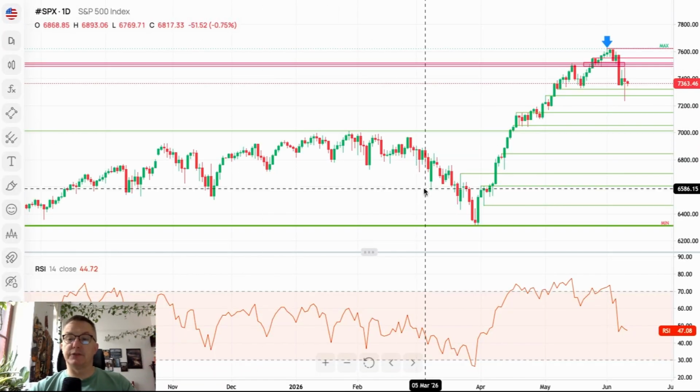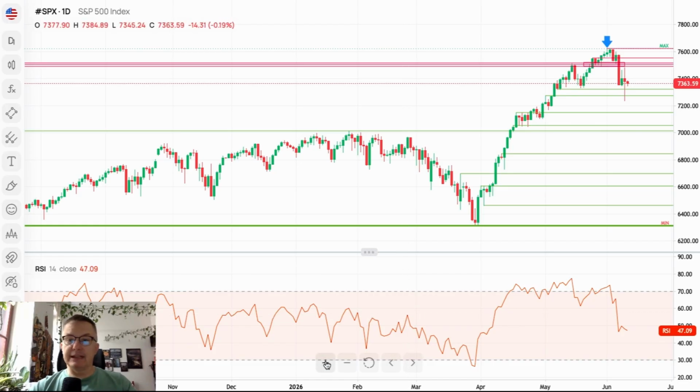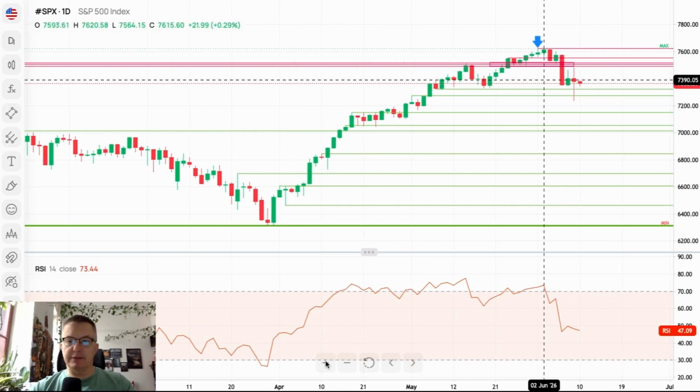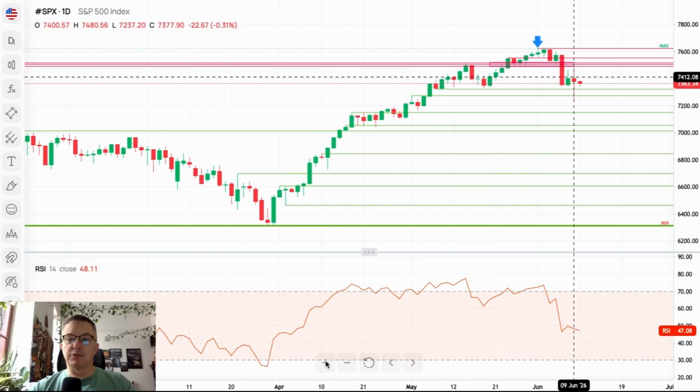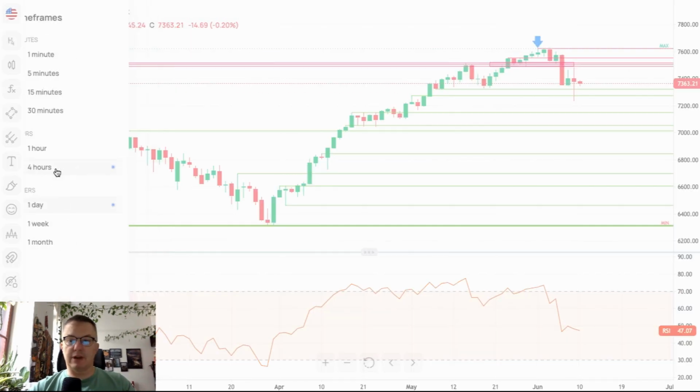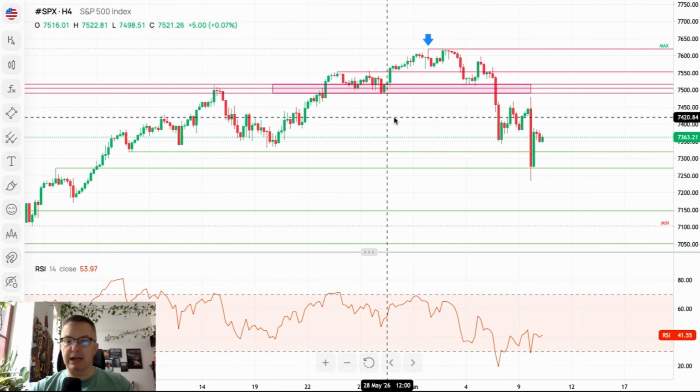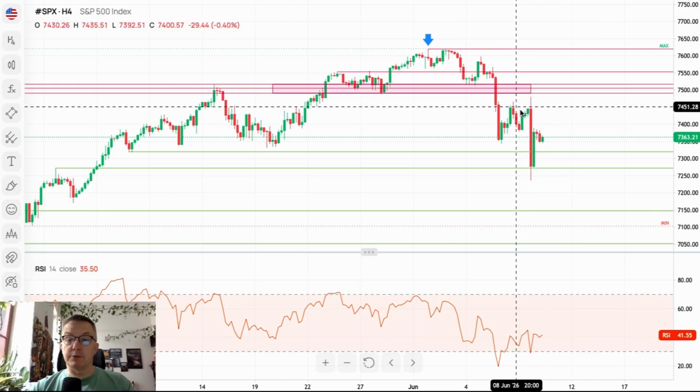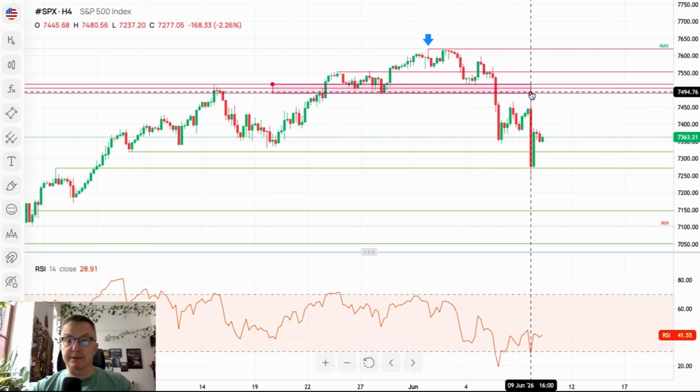S&P 500 continues to move lower. On a daily time frame chart, we have a very interesting bar here. They don't know what to do. They don't want to go up. They don't want to go down. Let me just switch to the 4-hour time frame chart. First we go down, then we go up. So we got rejected from the supply zone yet again.